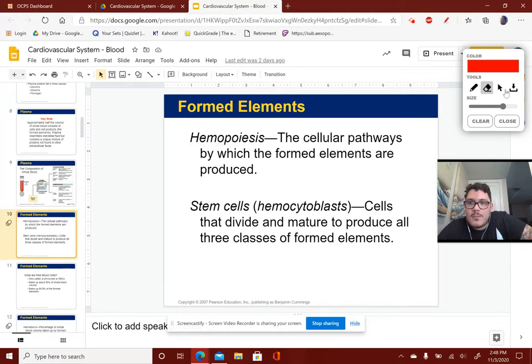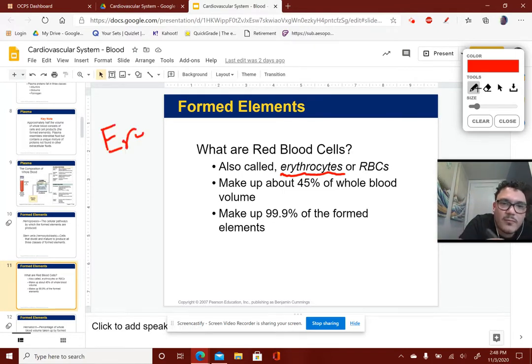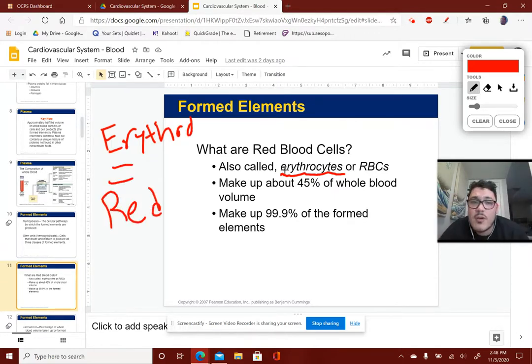Let's continue onward. Let's talk about red blood cells. Red blood cells are also referred to as erythrocytes. I would make sure we know that. That's another name you can call red blood cells. Erythro as a prefix means red. Cyte as a suffix, I've talked about this in other videos in the past, means cell. So literally, if you were to translate this, it's red cells or red blood cells.